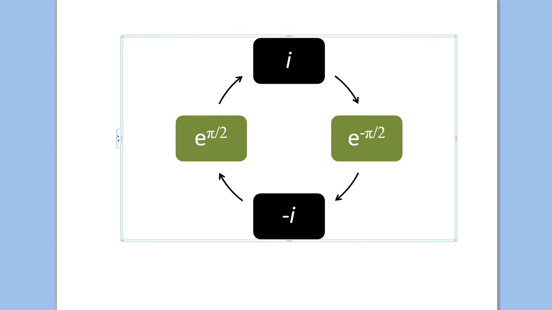So if you start with i at the top, raise it to the power of i to go clockwise, you get e to the minus pi over 2. And then if you raise that to the power of i, you get minus i. If you raise minus i to the power of i, you get e to the pi over 2. And if you raise that to the power of i, you get back at i. It's quite cool when you think about it. So there's two useful flow diagrams, two 4-cycles that are very useful to remember, which might help you in an exam question.